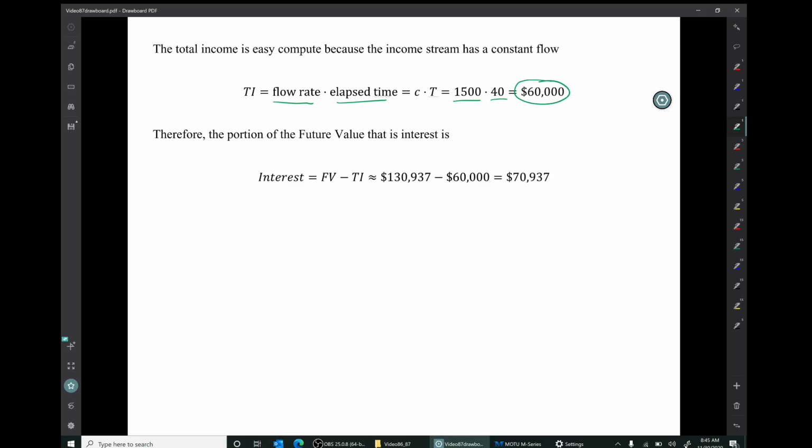Therefore, the portion of the future value that's interest is this. Compute interest by doing future value minus total income. So that's $130,937 minus $60,000 of total income. The result is the interest is $70,937.